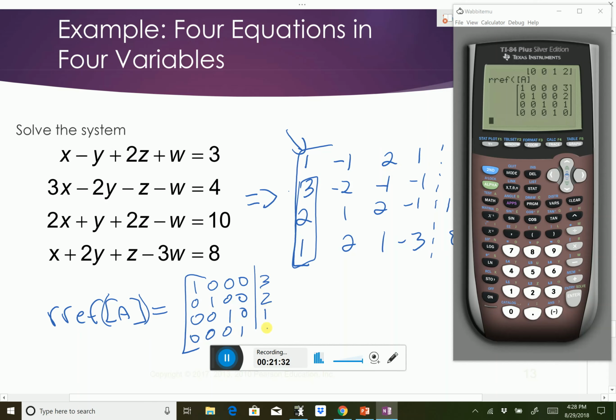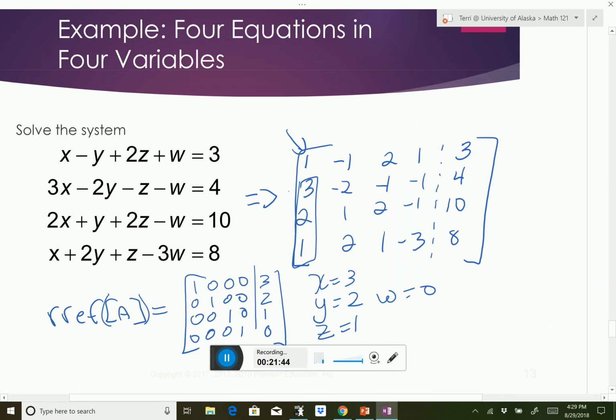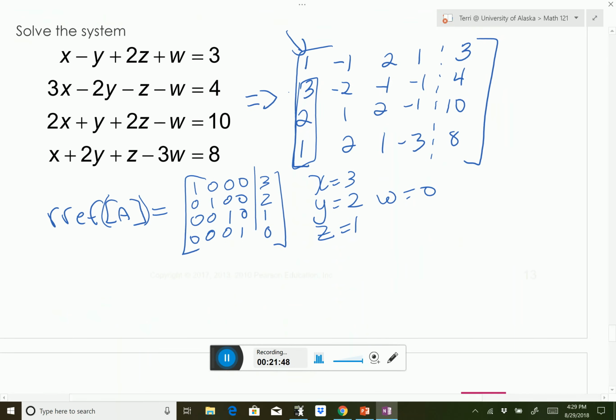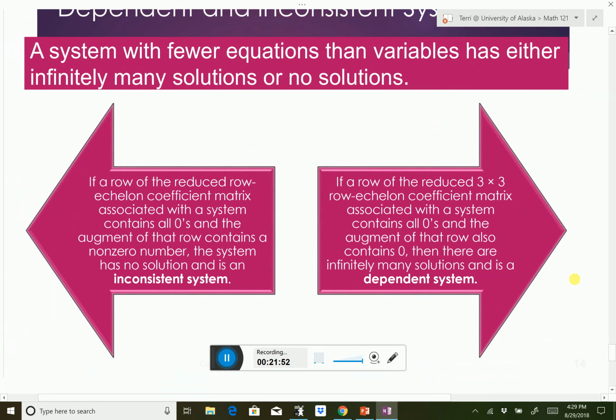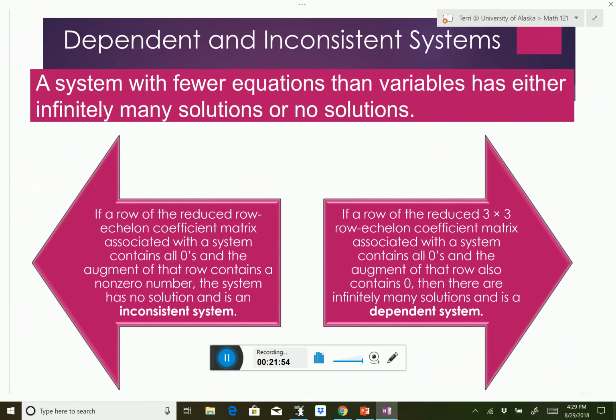3, 2, 1, 0. So x equals 3, y equals 2, z equals 1, and w equals 0. And I had to do very little work, which really, really helps. So that rref helps a lot. So let's talk about these dependent and inconsistent systems and what happens.